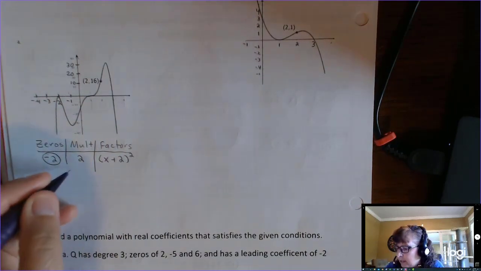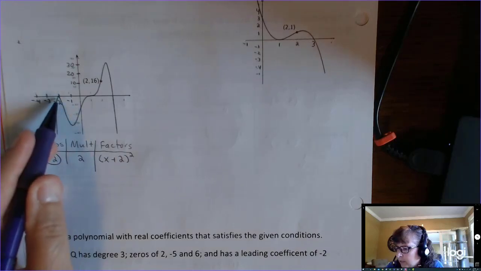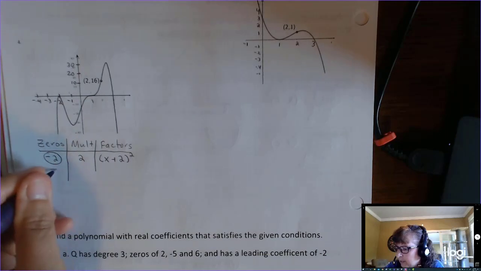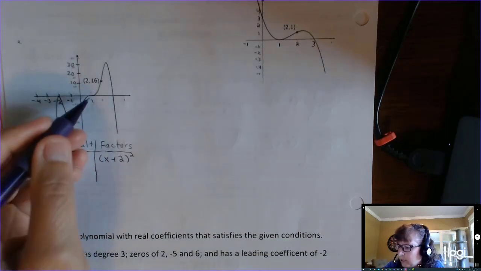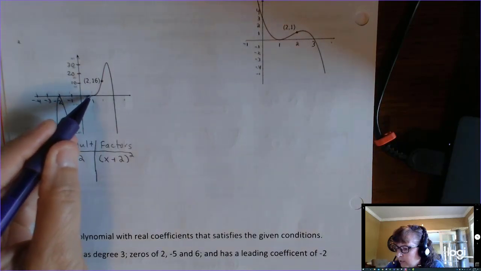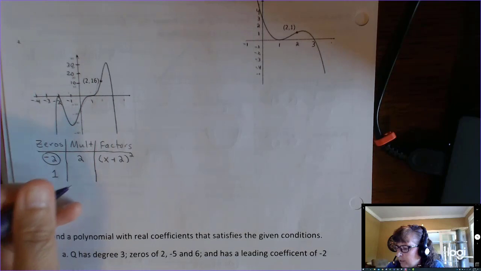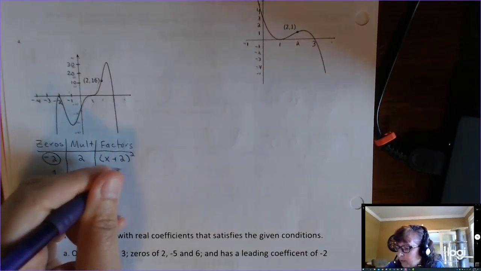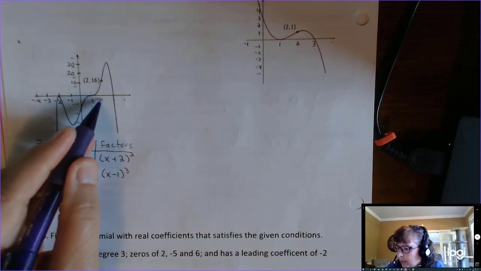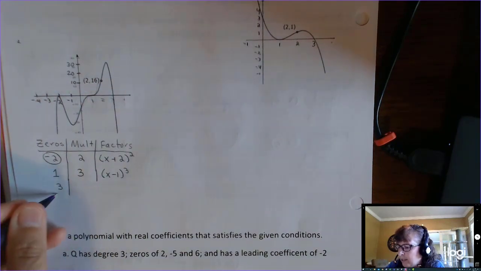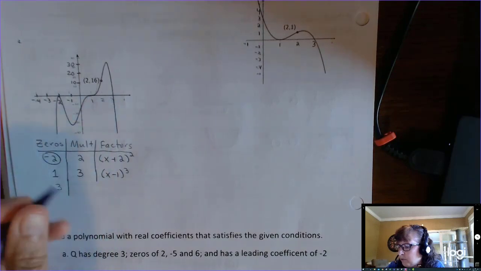The next zero, not this y-intercept, but this x-intercept, which is right here at 1. Look at that motion there. It's going upside down U, gets to the zero, turns to a right side up U. So that has a multiplicity that's odd, so we'll use the number 3. Then that factor is (x minus 1) cubed. And then we have a third zero right here at x equals 3, and that multiplicity is 1 because it's going straight through.